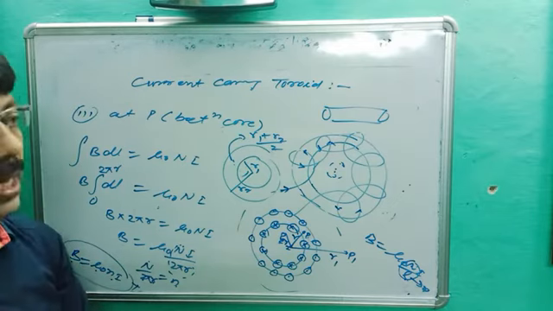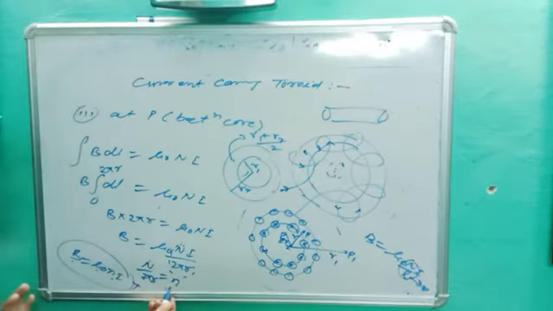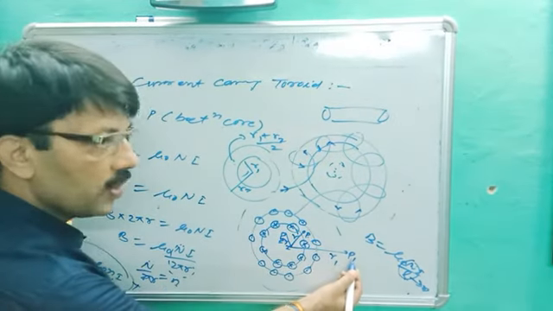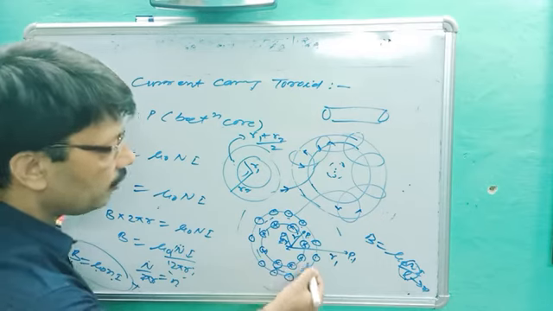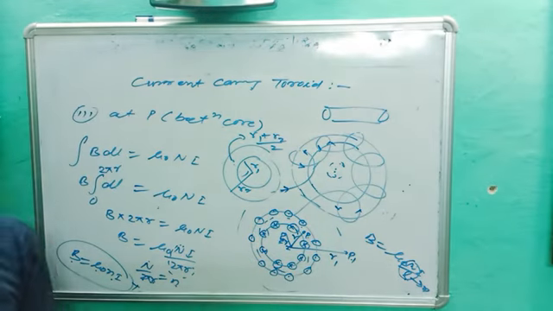Formula is the same as solenoid, but the idea is a little different. So outside magnetic field is 0, inside magnetic field is 0, only you will get the magnetic field between the toroid. Okay, so that's all for today.